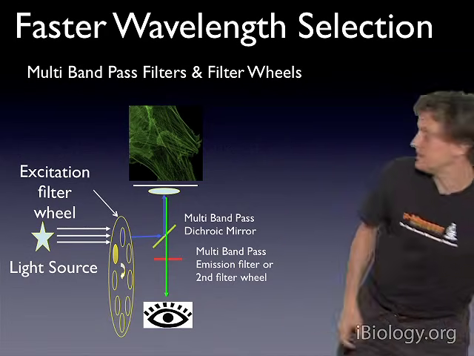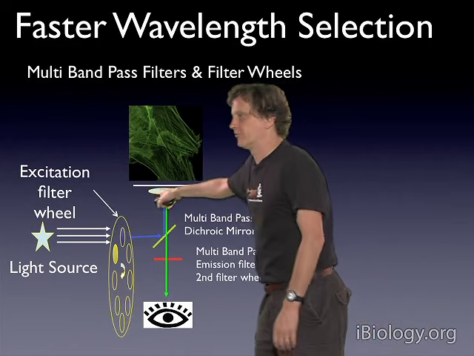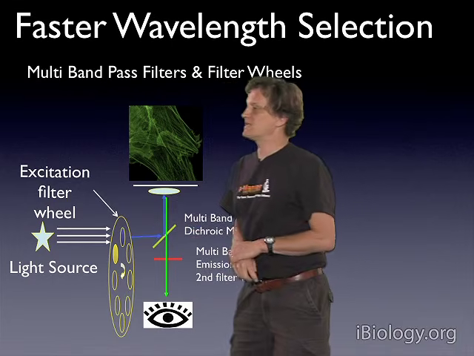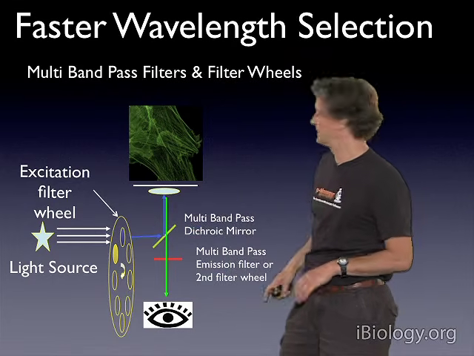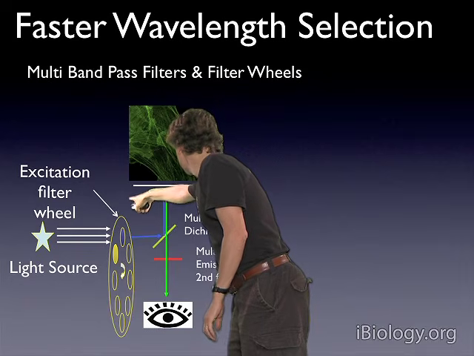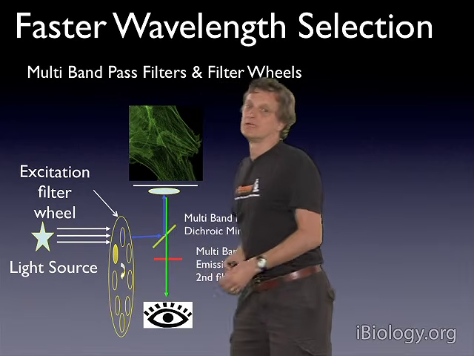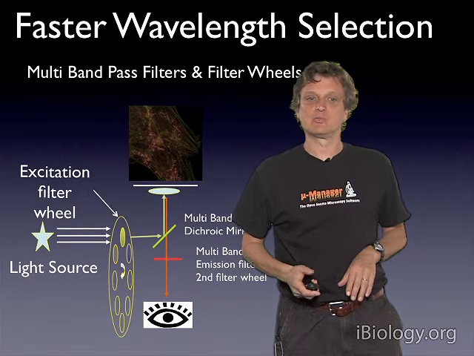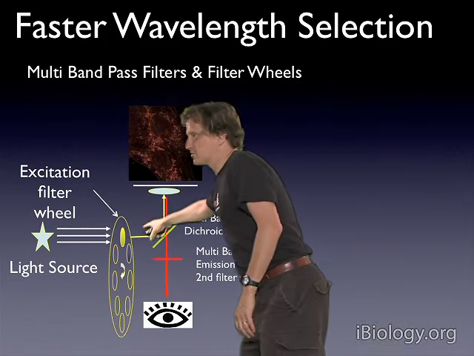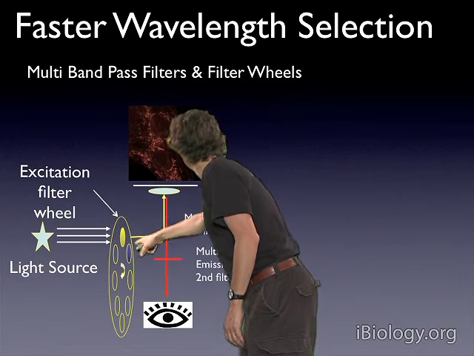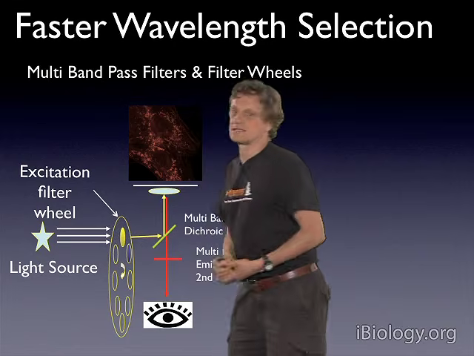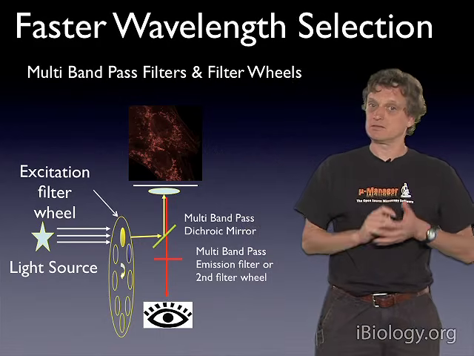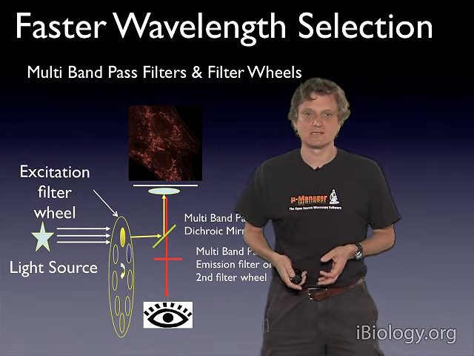So we then first take an image where we put the first excitation filter in place. So for instance, in this case, we have a blue excitation filter, we get blue light out, we get green fluorescence. Then when we move the filter wheel to the next position, which has a yellow filter, we get red fluorescence coming out. So we collect now the second image, and that goes much, much faster.